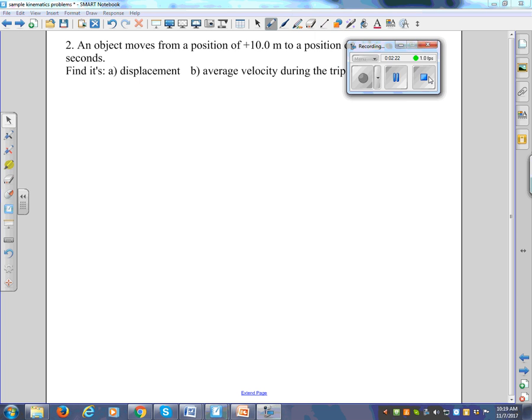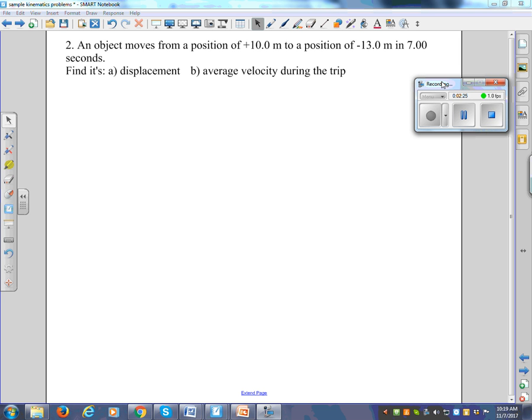Okay. Object moves from a position of +10 to a position of -13 in 7 seconds. Find its displacement and average velocity during the trip. So we're again looking for the displacement, and then we're looking for average velocity, or V bar. Remember, the bar stands for the average. We're going from, this is my initial position, this is my final position, and the 7 seconds would be the time.